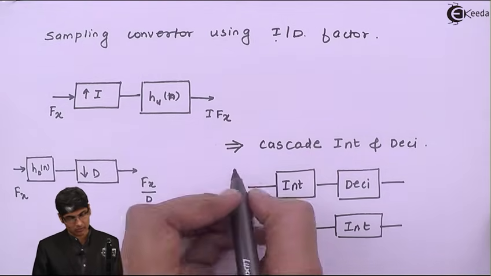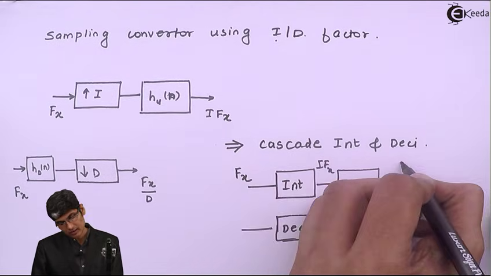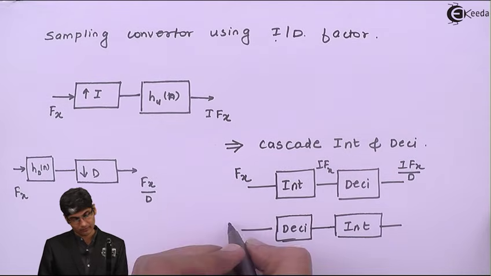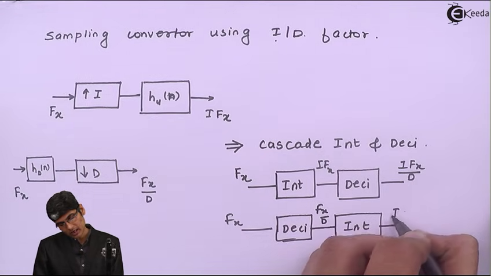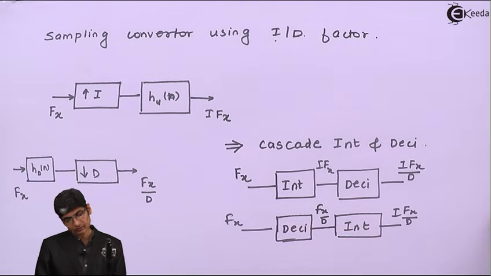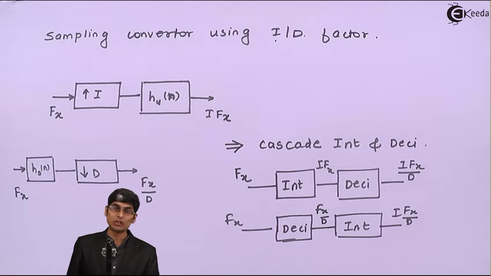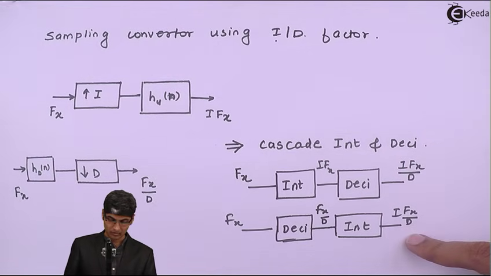Yeah, they will give the same result. You can check f of x, I f of x, I f of x over d. So I by d f of x, f of x, f of x over d, I f of x over d. They will give the same result. Then which combination should we go with? Should we use the first combination or the second combination?